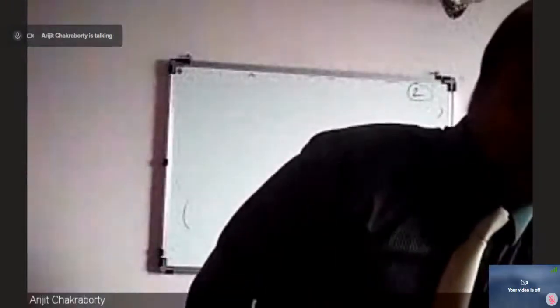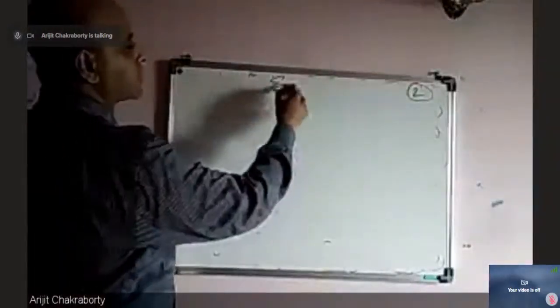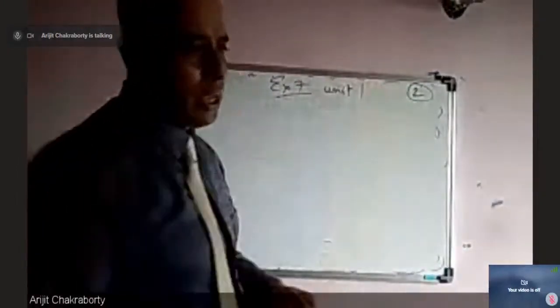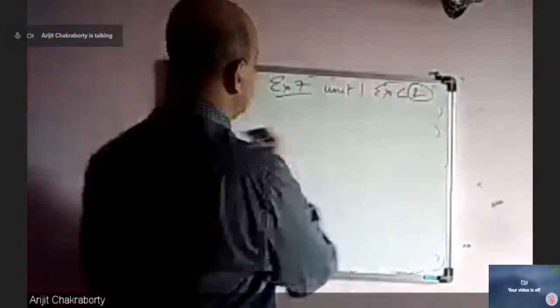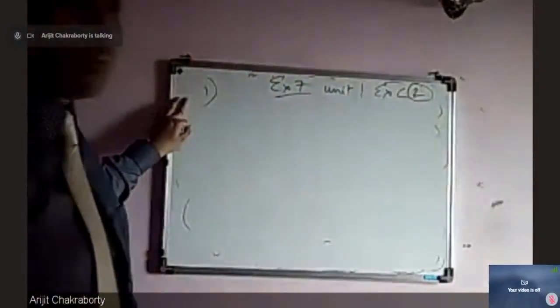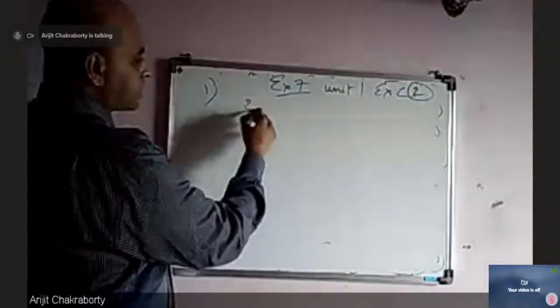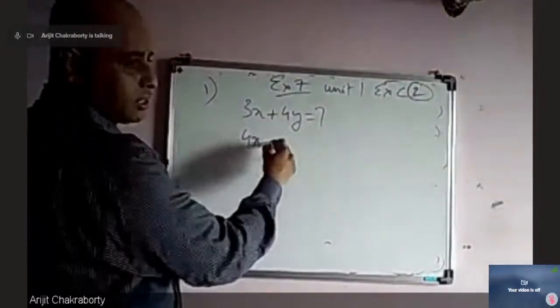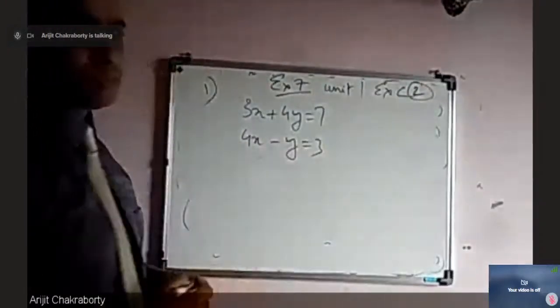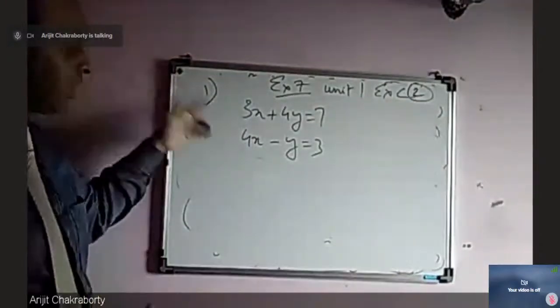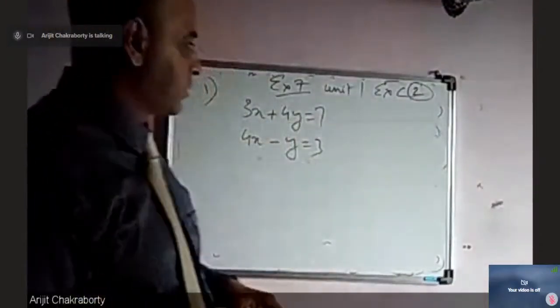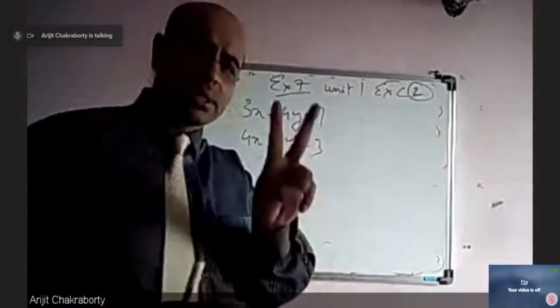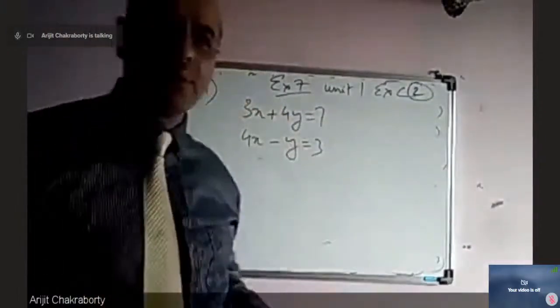Okay. Now we have another set of questions. This is example number 7 in unit 1, exercise C. The question is number 1, the first question: 3x plus 4y equal to 7, and 4x minus y equal to 3. Two linear equations involving two unknowns x and y, we have to solve it.